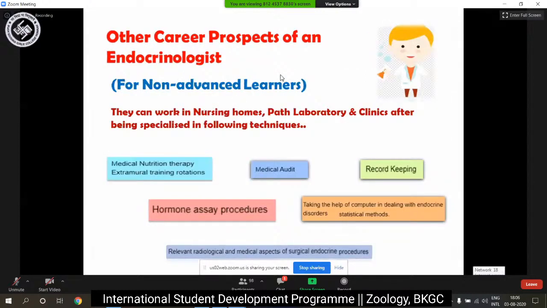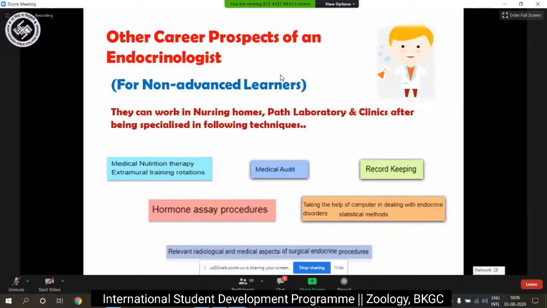And if you don't want to be a very advanced researcher, if I don't want to go for any further research work in endocrinology, but with my endocrinological knowledge, can I do something? Do I have any basic job proposition for this sort of thing?